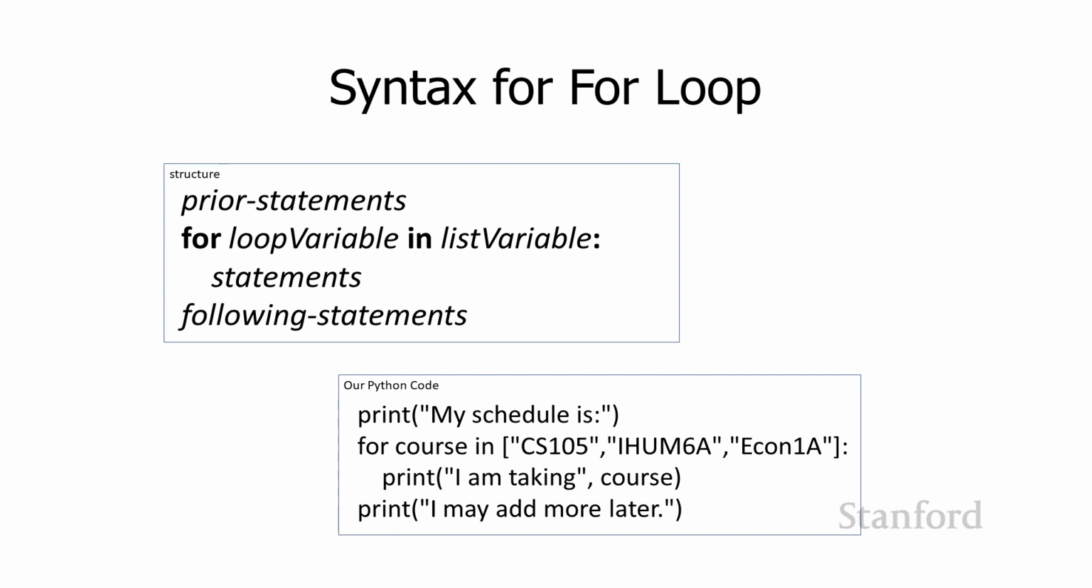And the way Python can tell the difference between the print statement that happens over and over again for each of the courses versus the one that only happens once is that indentation. Because print I am taking course is indented, that's the one that's subordinate to the for loop, and that's the one that will get printed over and over and over again. And again, we could add additional statements that we wanted to carry out over and over again, but they would need to be indented at the same level as that one that we've got there.